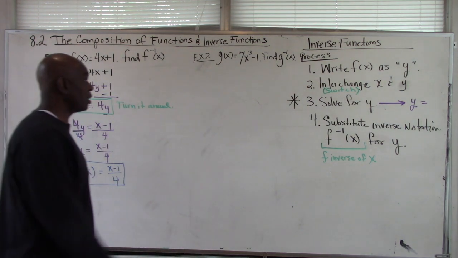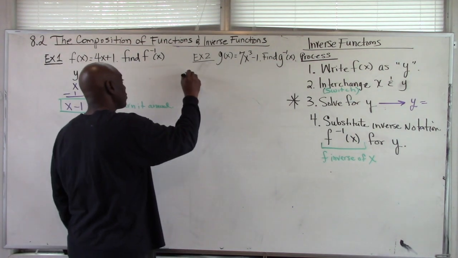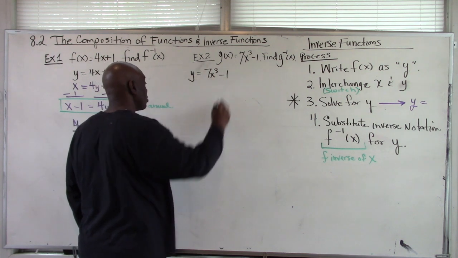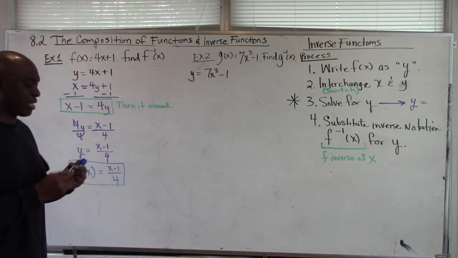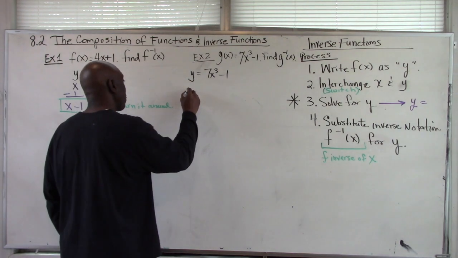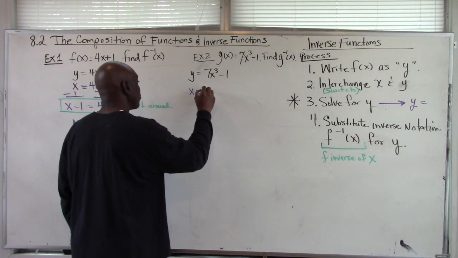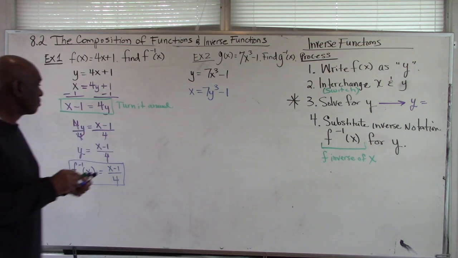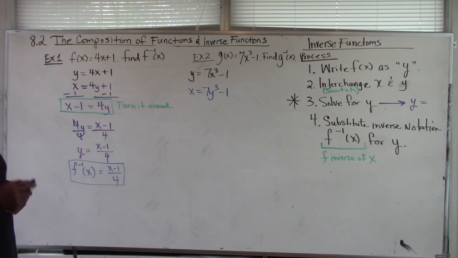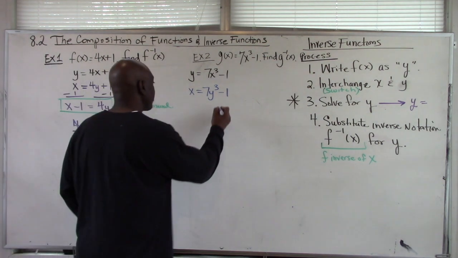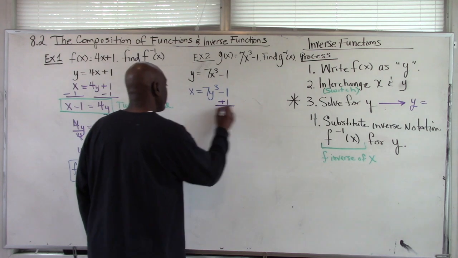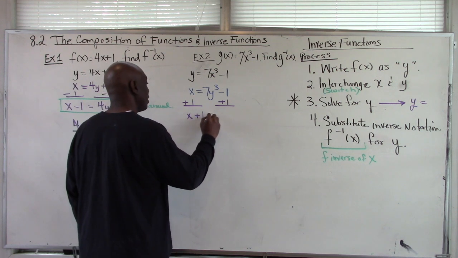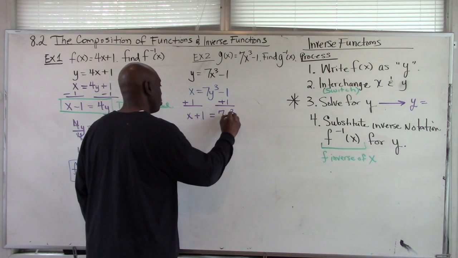Same deal. Step 1, take out g of x, put in y. Y equals 7x cubed minus 1. Switch x and y. X equals 7y cubed minus 1. Solve it for y now. Add 1. I get x plus 1 equals 7y cubed.